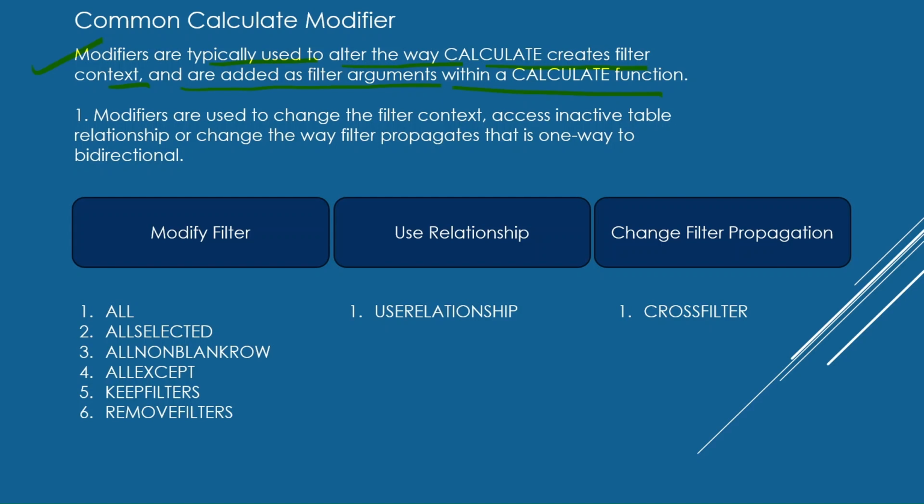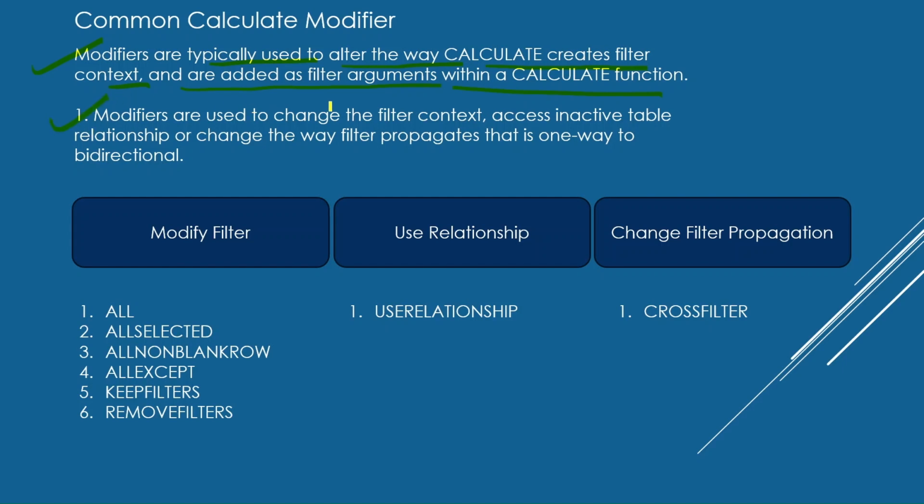But whenever it includes any modifier such as ALLSELECTED or ALLEXCEPT, the execution flow starts from the modifier. First it executes the modifier, after that it executes the filter parameter, and then it executes the expression.